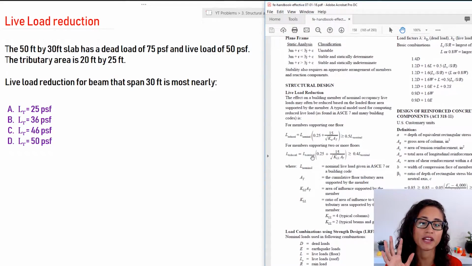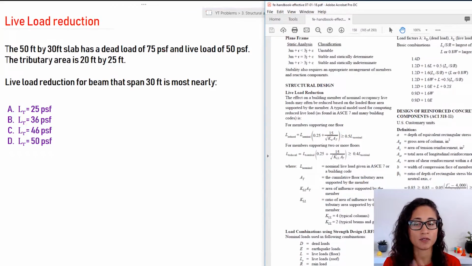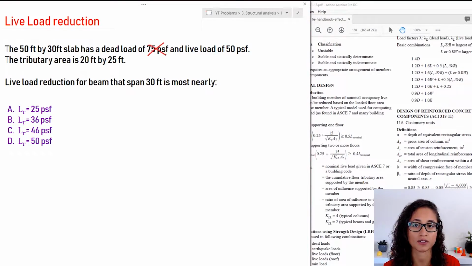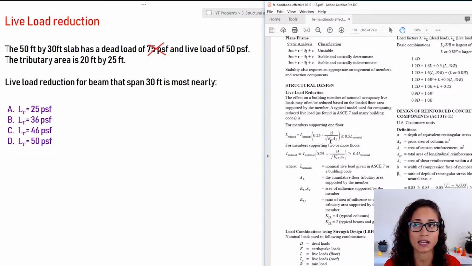Okay guys, before I start talking about these equations, I just want to mention something. We never reduce the dead load. So this 75 PSF was just given to kind of throw you off. We don't care about dead load in this type of problem. What is dead load? Dead load is the material of what your beam, column, or slab is constructed of. You can't really reduce that because whatever you built with, that's your dead load, right?